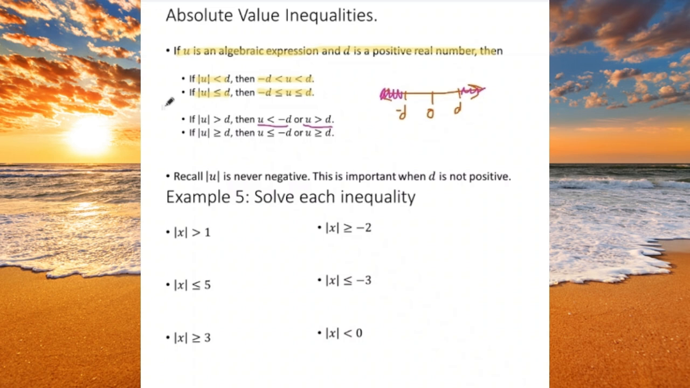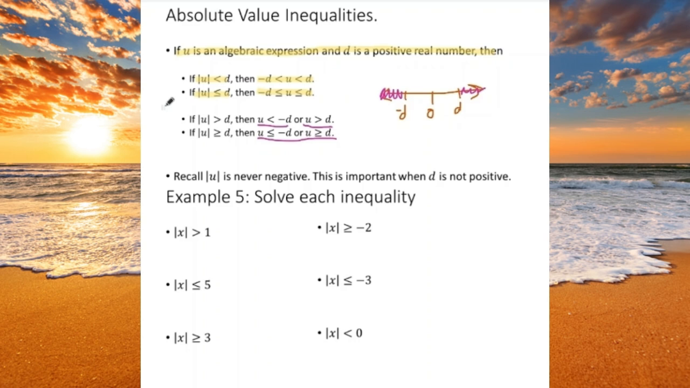On the other hand, if the absolute value of u is greater than or equal to d, well, now I can be equal to d or negative d. So my compound inequality becomes u is less than or equal to negative d, or u is greater than or equal to d. And that is how we're going to handle the absolute values. Based off the inequality sign, we're going to rewrite our inequality as one of two compound inequalities.